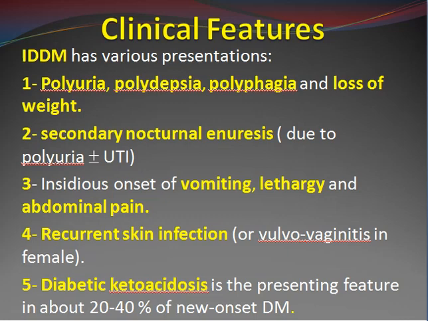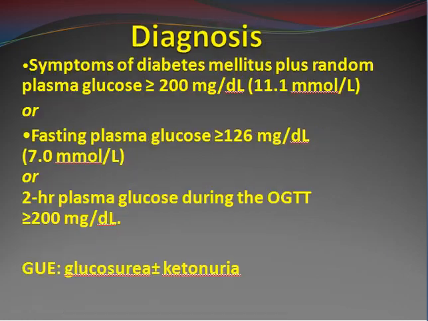Clinical feature: insulin-dependent diabetes mellitus has various presentations. The more common type of presentation is polyuria, polydipsia, polyphagia, and loss of weight, or it may present with secondary enuresis due to polyuria and UTI, or with insidious onset of vomiting, lethargy, and abdominal pain, or as a recurrent skin infection or vulvovaginitis in females, and lastly as diabetic ketoacidosis in about 20 to 40% of newly diagnosed diabetic patients.